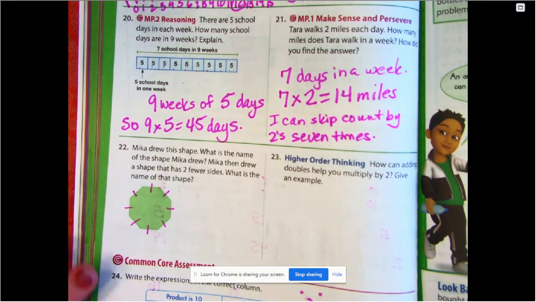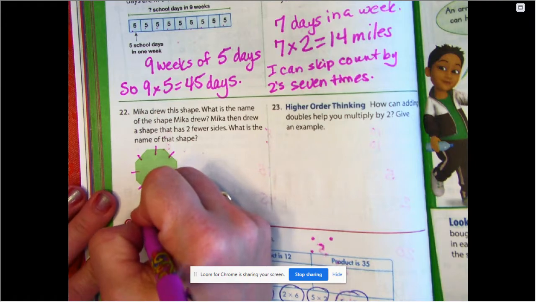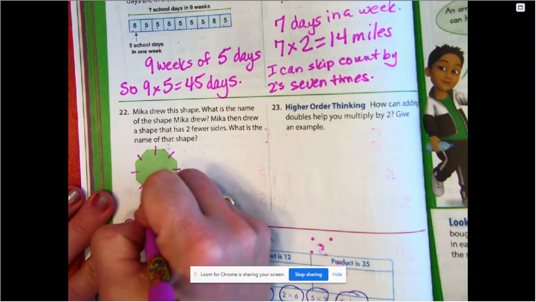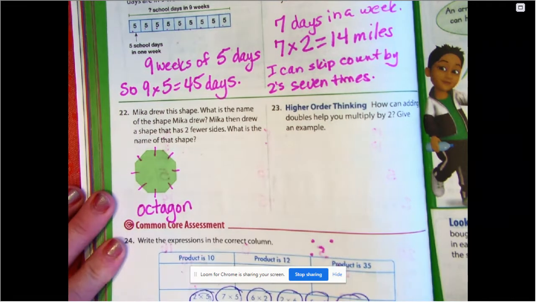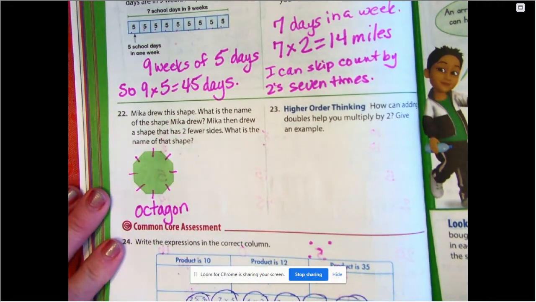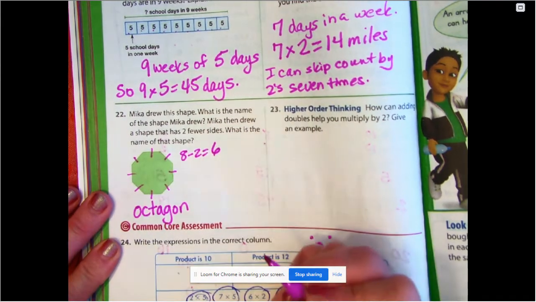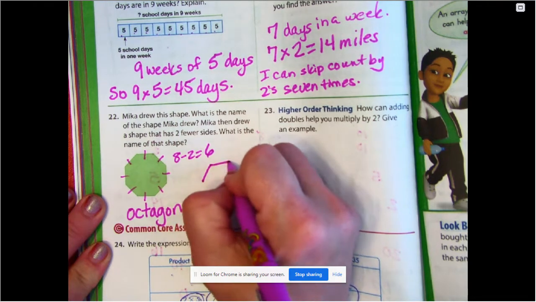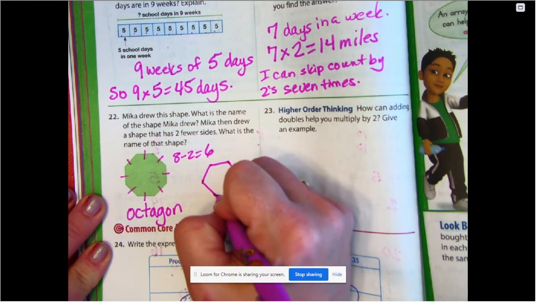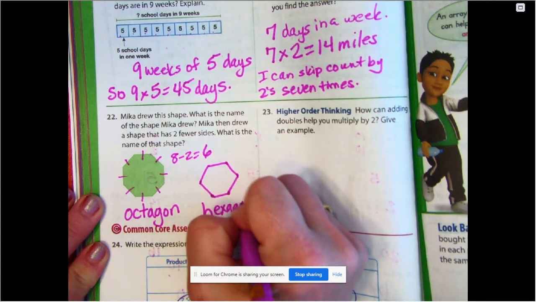An 8-sided shape starts with the sound, the word octo, which means 8. So this is an octagon. Agon means shape with 8 sides. So 8 minus 2 would be 6. What shape has 6 sides? That would be a hexagon.